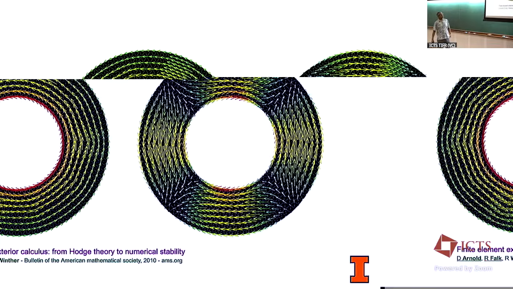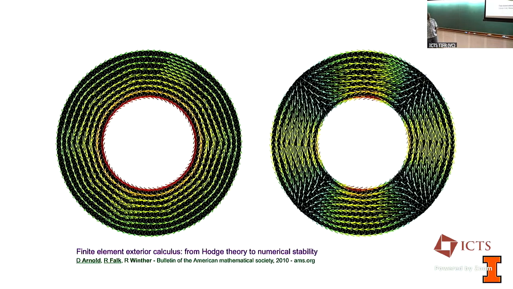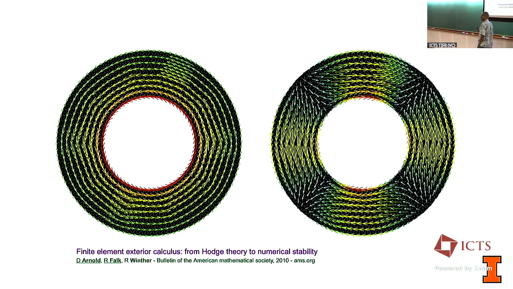There are other structures that you want to preserve. So here, this is for the vector Poisson's equation. And in this case, the topology of the domain is important. And in this case, this happens to have a hole. So it will have what is called a harmonic form. And on the left, it's using Lagrange. So this is from a very famous paper by Arnold, Falk, and Winther, which appeared in 2010.